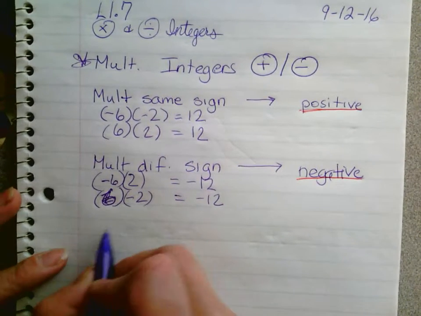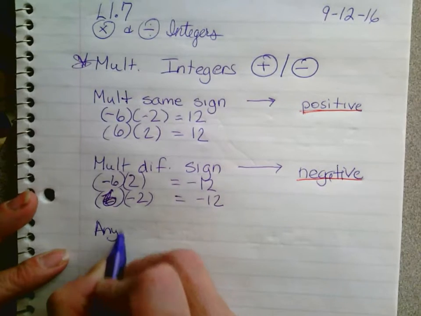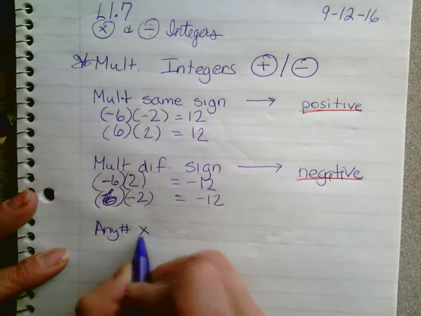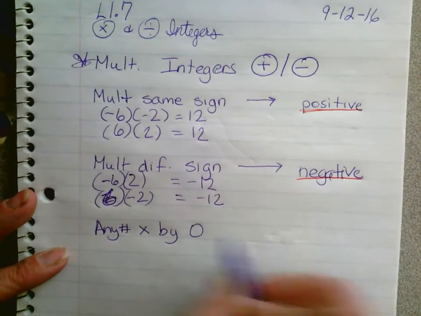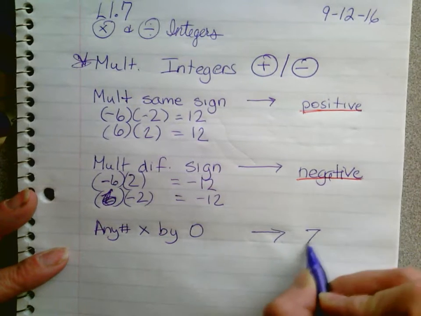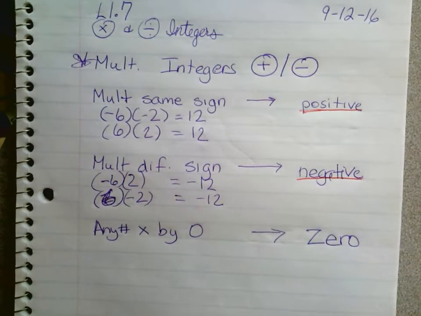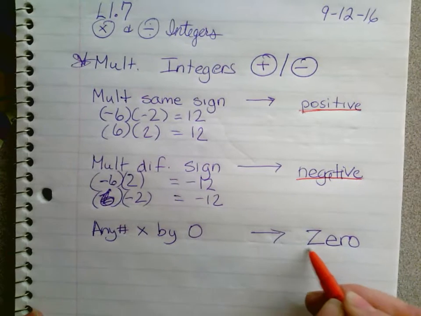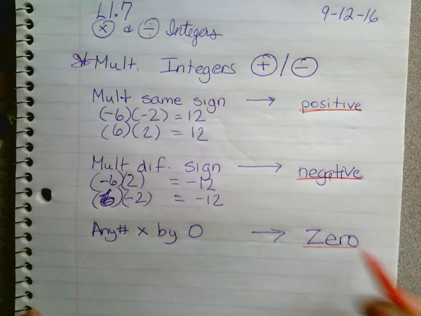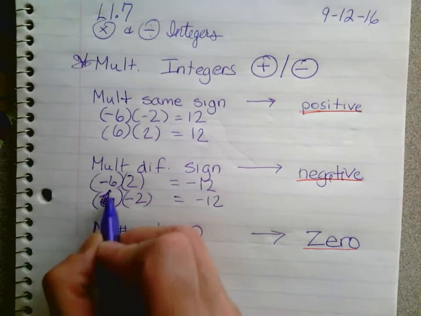The last rule is any number multiplied by 0, the product is always going to be 0. It does not matter what the number is. Yes, ma'am? What if the number is like a plus zero? This is a 6.